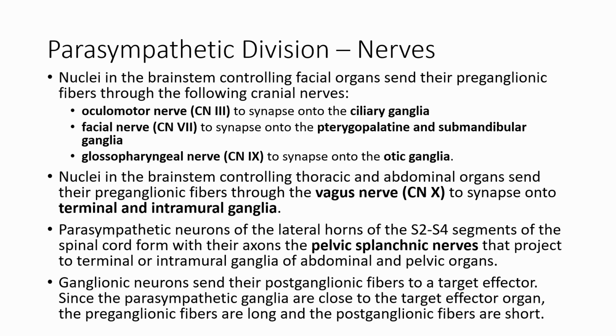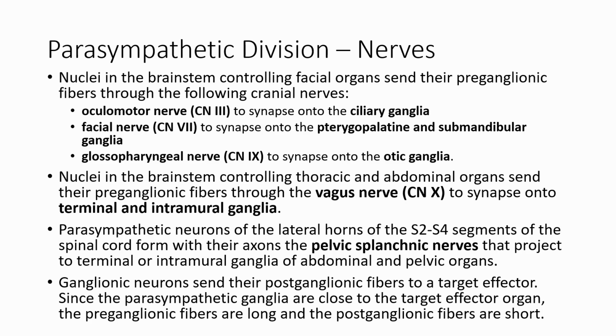And then the parasympathetic neurons in the lateral horns, when we look at the bottom, are in the sacral regions 2 through 4. This is where we get the pelvic splanchnic nerves for the terminal and intramural ganglia found in the abdominal and pelvic organs. So we go further down. These neurons connecting with the preganglionic fibers are then going to send their fibers to the target effector. Since the ganglia are so close to the target effector, the preganglionic fibers are super long, and the postganglionic fibers are short.